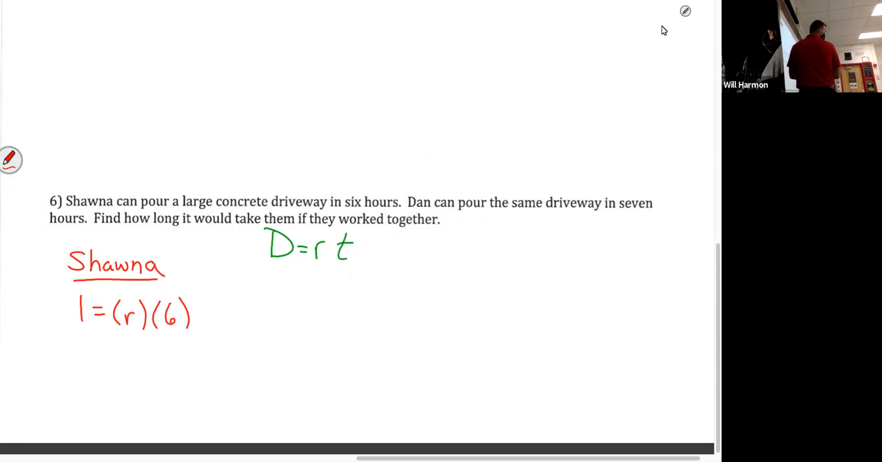How would I solve that for R? 1 equals 6R. How would I solve that for R? Not minus 6. I'll divide. Divide by 6. So we have our rate for Shauna is 1/6 of a driveway.